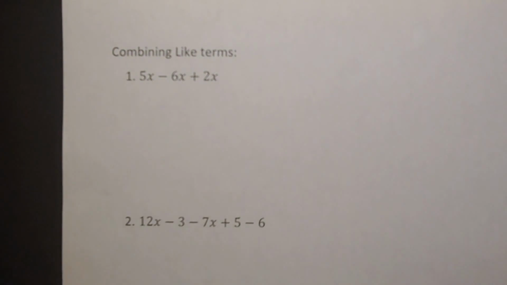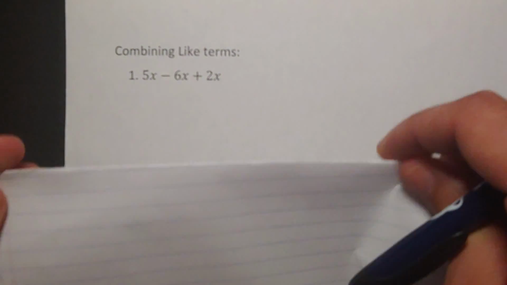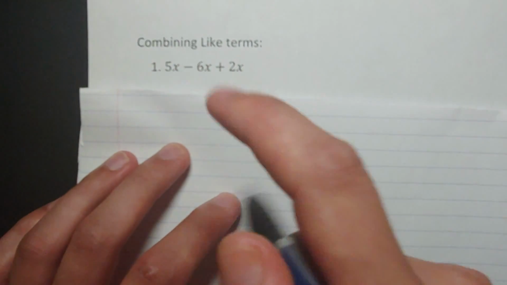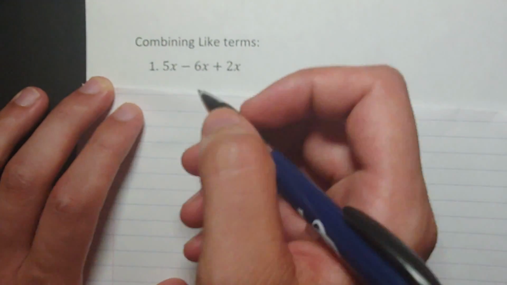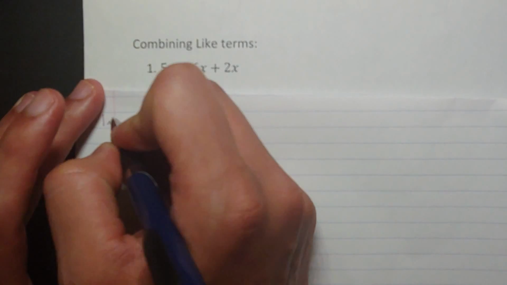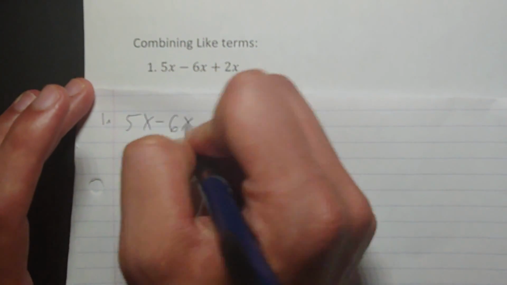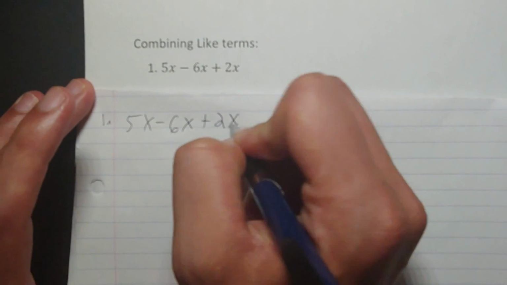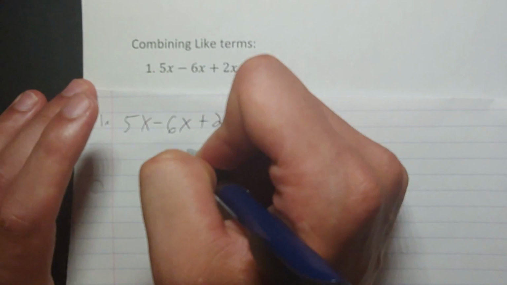Okay, so if you paused and you're back now, we're on to combining like terms in math class. So like regular math terms. So here, number 1, again, I'm going to copy it on my scrap piece of paper. I'm going to pretend like I don't have a printer, which I'm not sure how many of you actually do. So we have 5x minus 6x plus 2x. Again, I just copied it.